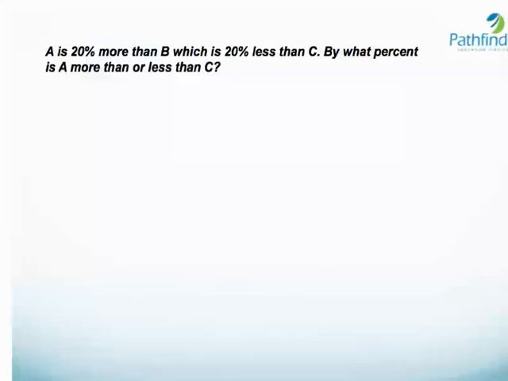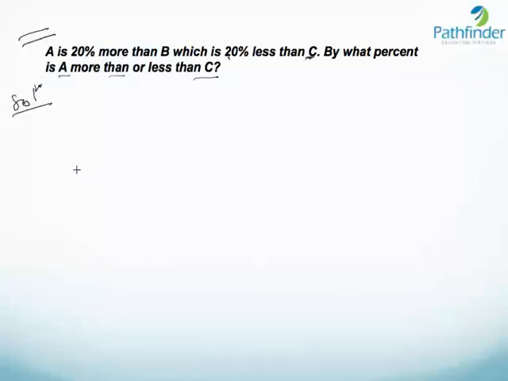Let us look at another similar question. A is 20% more than B, which is 20% less than C. By what percent is A more than or less than C? So let us solve this question. Once again, we need to first of all assume values because all the values are given in terms of percentages, and our thumb rule is when all the values are given in terms of percentages, it is ideal that you assume something to be 100.